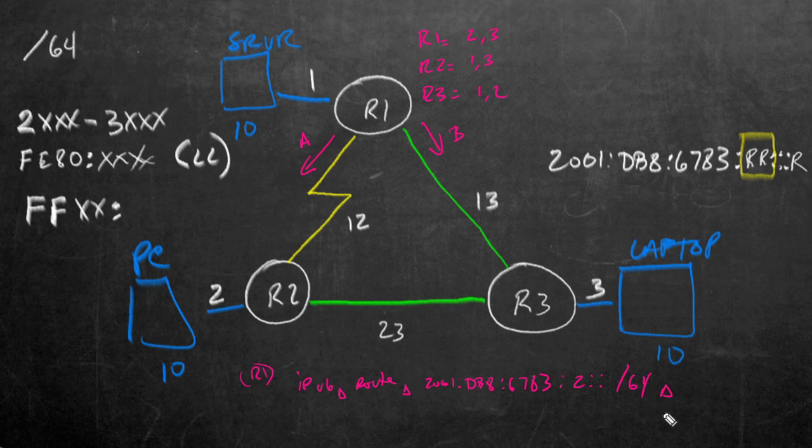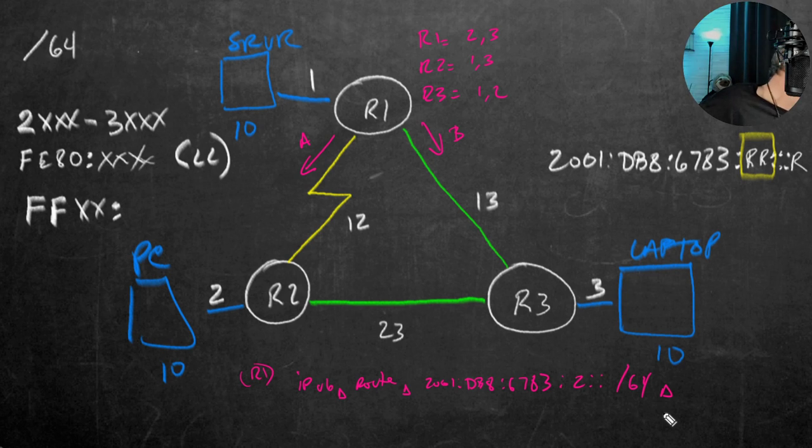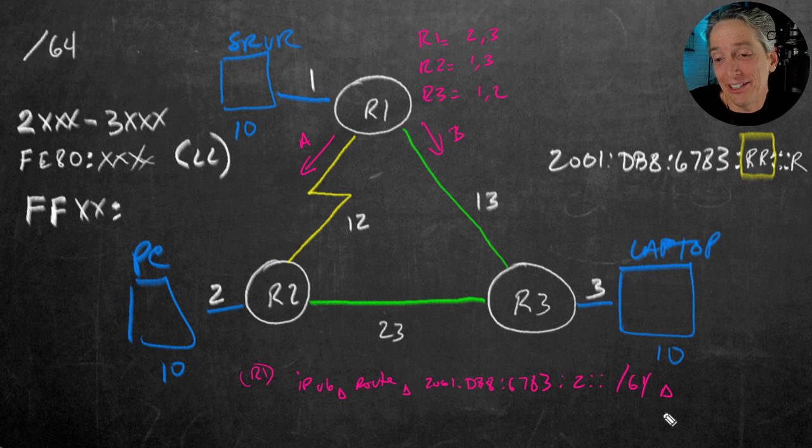Oh, right. And I see an assortment of answers, including D2, like R2, D2. I love it. And I see a lot of R3s coming in, too. So I think either way would work, right? Functionally, R1 could use R2 as the next hop or R3 as the next hop.